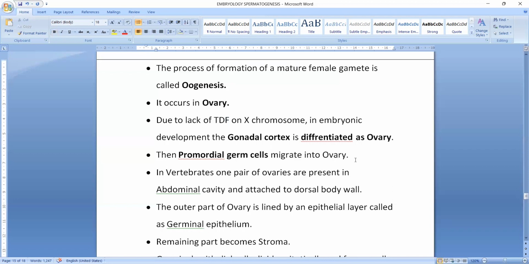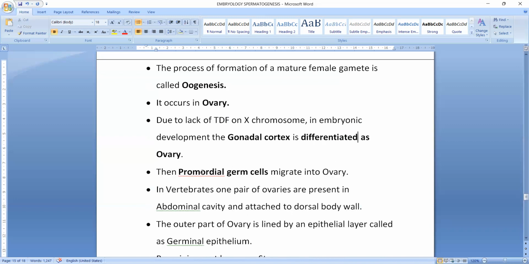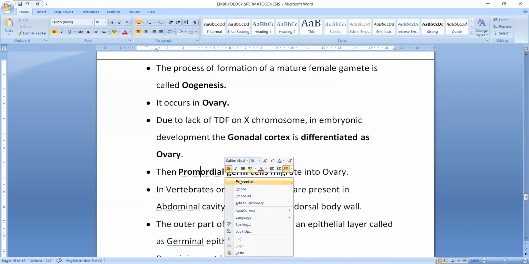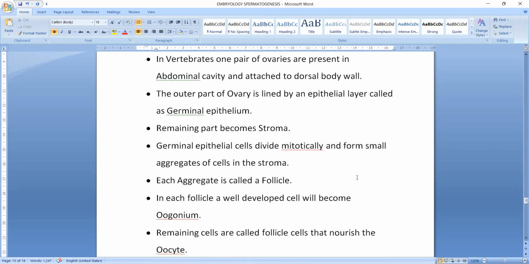Just like yesterday, first we should know the overall process. Then the steps will be discussed. Okay. So in vertebrates, one pair of ovaries are present. We all know that they are in the abdominal cavity and attached to the dorsal body wall. We discussed it many times.